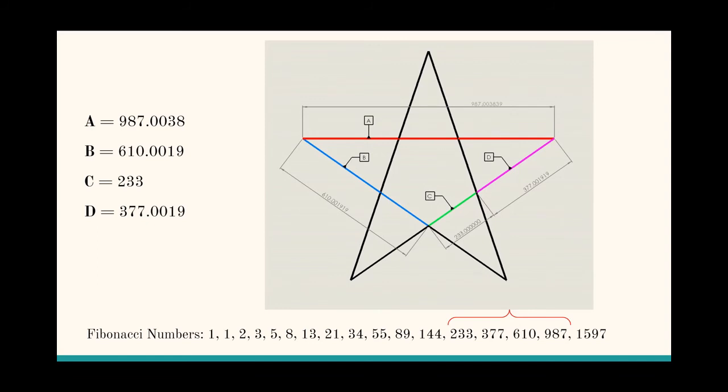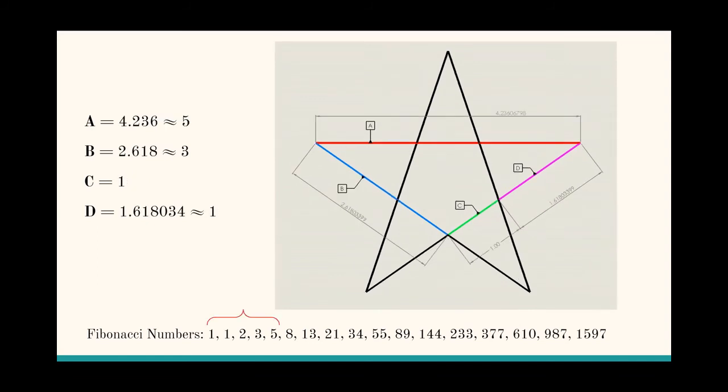So let's see if this pattern still holds true for our original pentagram. If we go back to the one where the side length C is equal to 1, we can see how this pattern still holds true for the most part, but the approximation is not nearly as good because we're using the smaller values in the Fibonacci sequence. So D could be approximated as 1, B could be approximated as 3, and A could be approximated as 5. But again, the approximations aren't as good because we're using the smaller values.